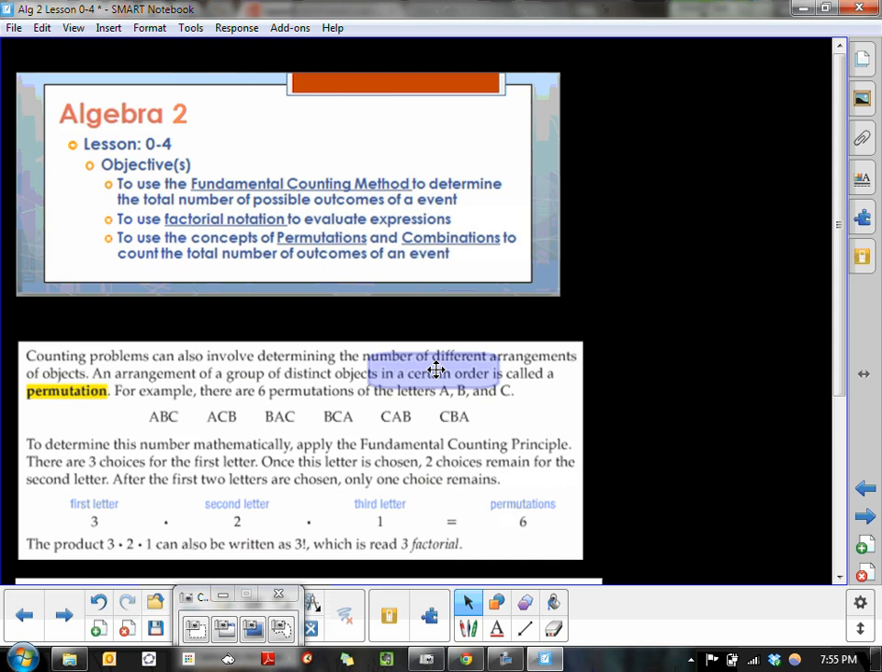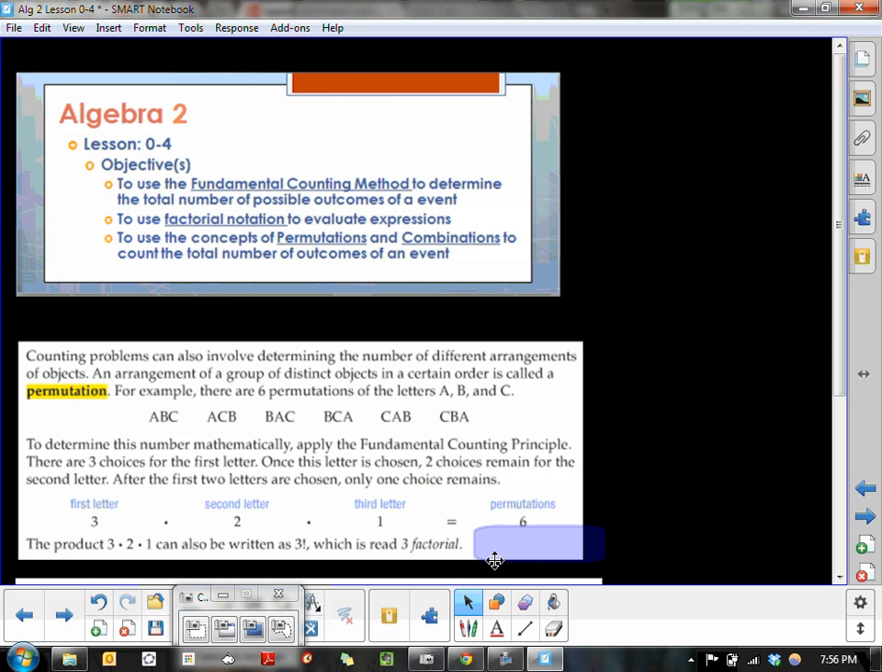Order is important. If I turn the letters A and B around, I get a different word or arrangement of letters than if I had A first, B second. So an arrangement of a group of different, unique, distinct objects in a certain order is called a permutation. A permutation means that we can turn the letters around in different orders and we get a different outcome. We can't repeat these elements, and moving them around in different ways makes a different outcome.